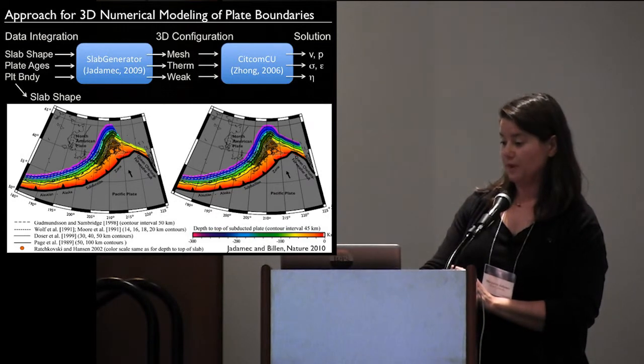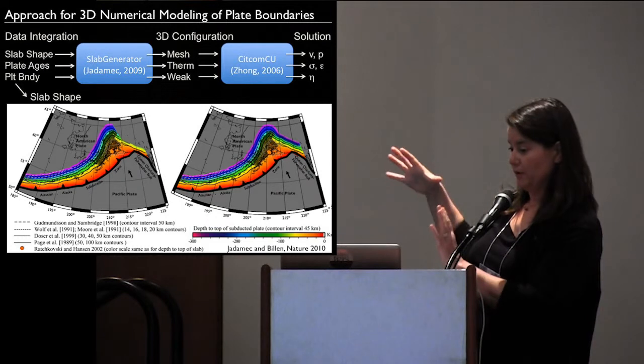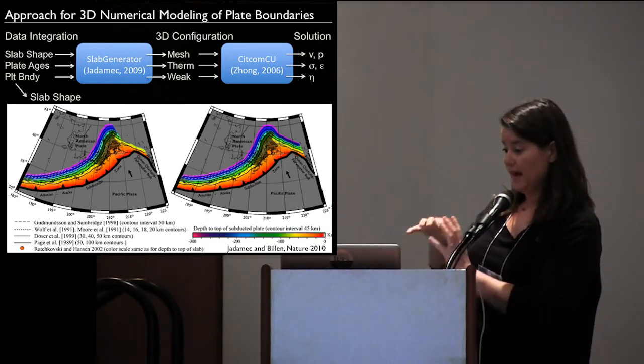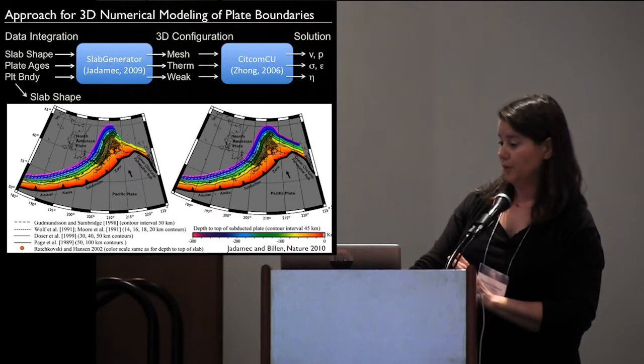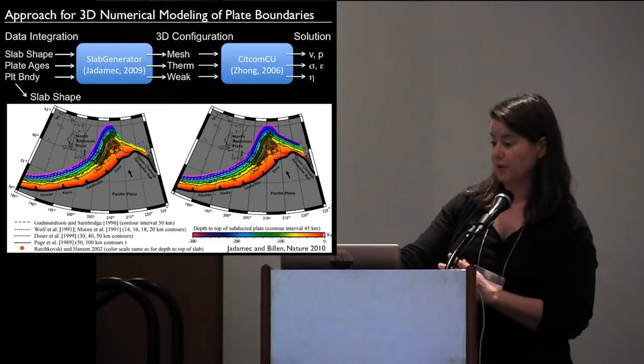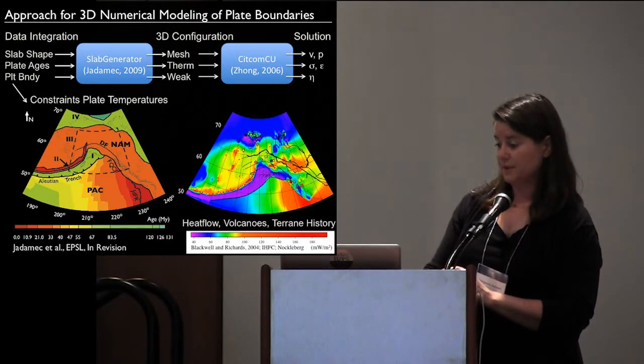So the workflow overall is an integration of a variety of data: making the slab shape, plate ages to get a thermal structure, and a plate boundary structure. I wrote a code during my PhD to take this information and generate a fully three-dimensional thermal structure of the modern plate configuration, and that creates a density structure that is then input into the CIG-supported codes that are available to the community. That outputs velocity, pressure, and strain rate that you can then compare to observations. And so this is what went into constructing the thermal structure, the seafloor ages for the subducting plate.